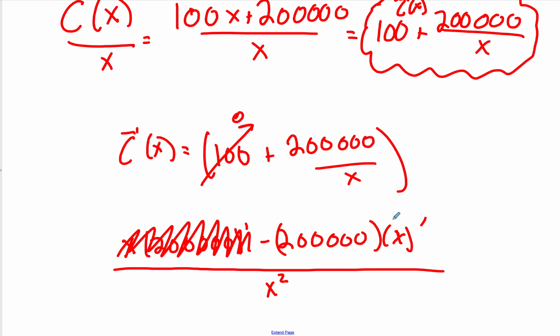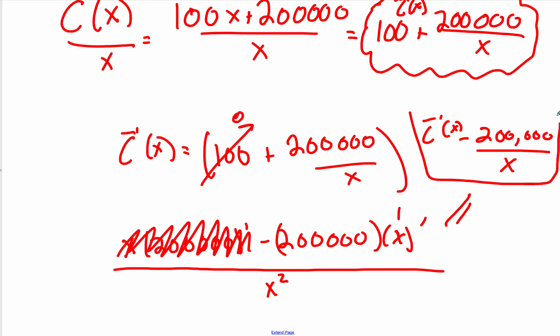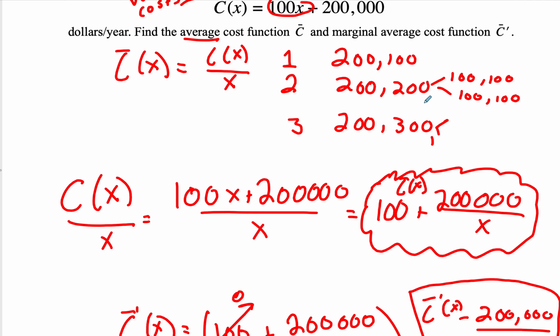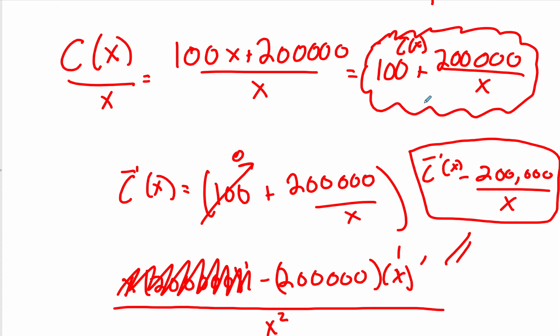The derivative of x is 1. So what we get is negative 200,000 over x is equal to the marginal cost function. Okay, so essentially what this means is that at any given time, the average cost of producing these desks is decreasing by 200,000 over x.